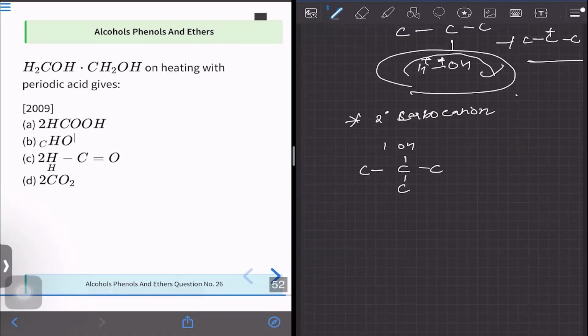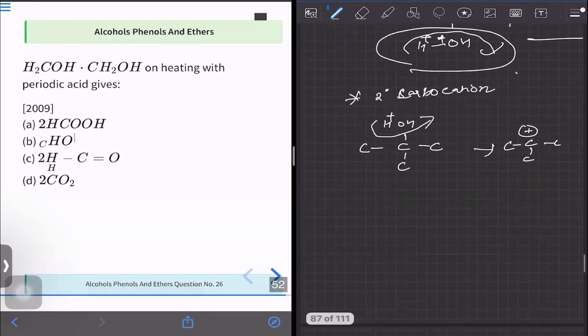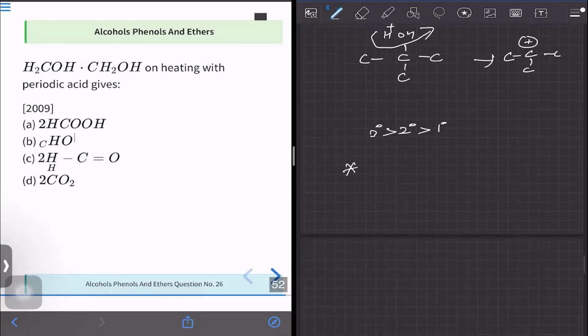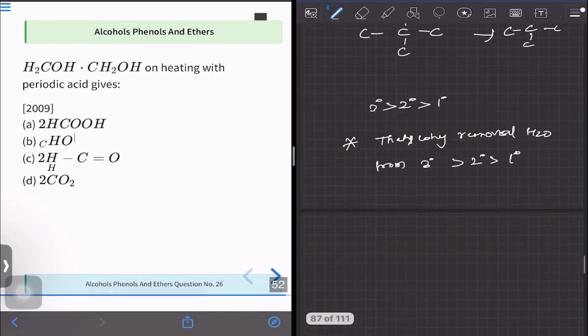In case of tertiary C, OH, it causes protonation. It forms protonated alcohol. After removing this group, what does it form? Tertiary carbocation. Tertiary carbocation is more stable than secondary, which is more stable than primary. That's why removal of H2O from tertiary alcohol is easier than secondary, which is easier than primary. So the concentration of H2SO4 decreases from primary to tertiary alcohol.